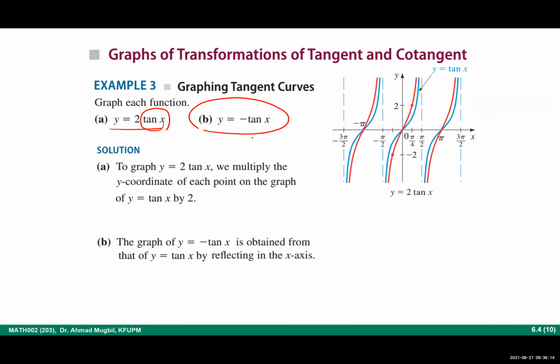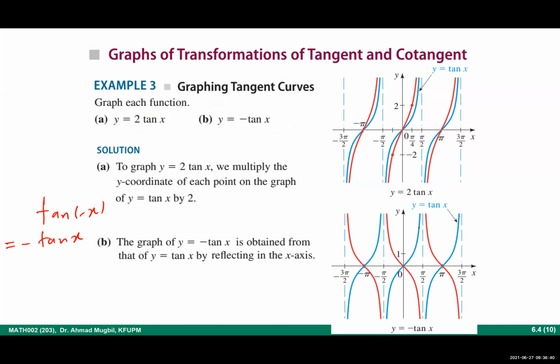The graph of tan, but what? Reflected. Reflected in the y-axis? No, the x-axis. By the way, it is the same. Why will they be the same? Because tan negative x is negative tan x. They are equal to each other, because it is odd, yes.